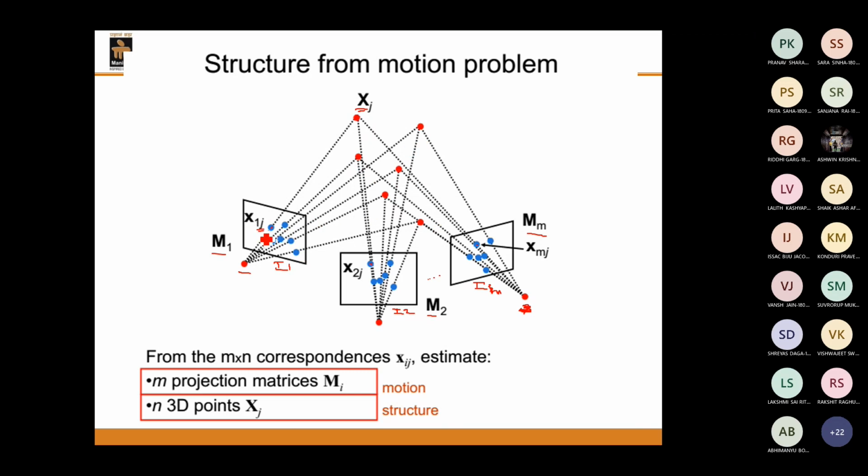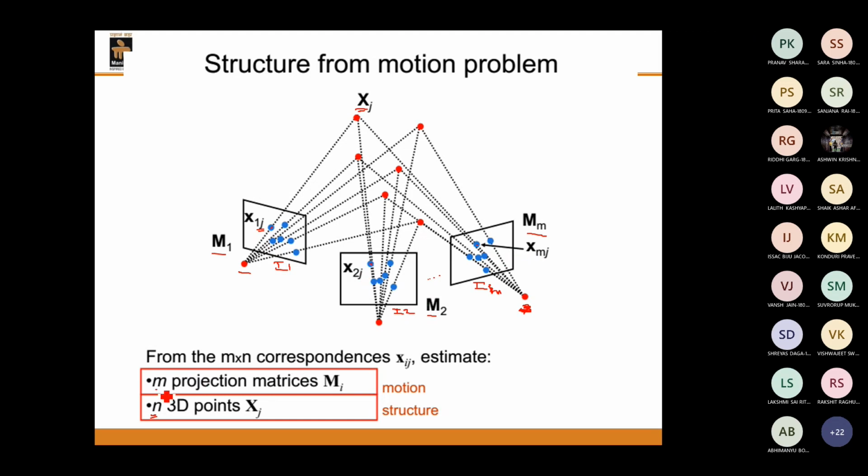So I can have x1j correspondence points over here, where j can be any value from, let's say, 1 to n. Let's say we are trying to reconstruct n 3D points. If there are n 3D points, then the value of j would range from 1 to n. Accordingly, in all the images you will have the images of those n 3D points present. So therefore the notation x1j, x2j, xmj.